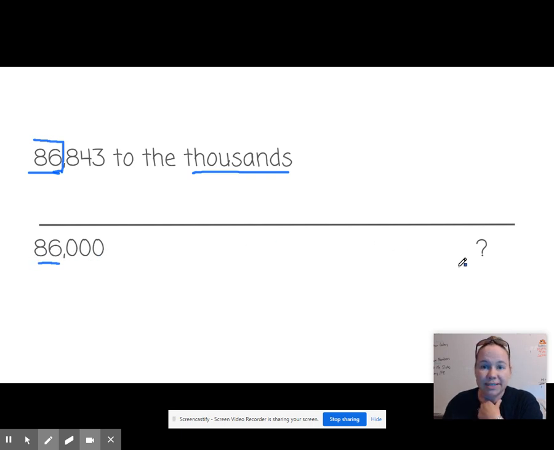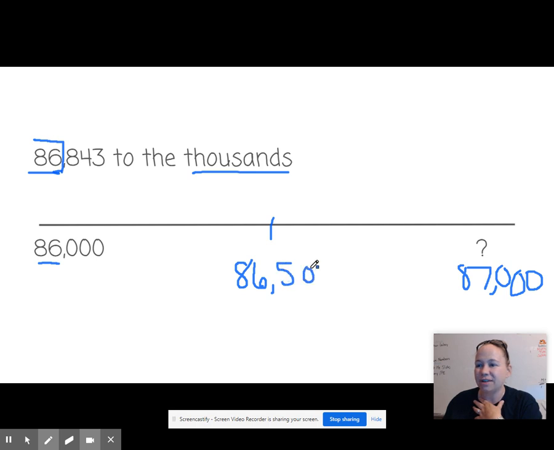What comes after 86? 87. And we need to put the same number of zeros, 1, 2, 3 zeros, because it's in the thousands place. And what comes in the middle of 86,000 and 87,000? Well, that would be 86,500. You got it. 500.